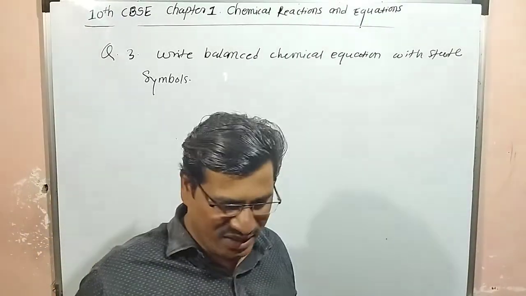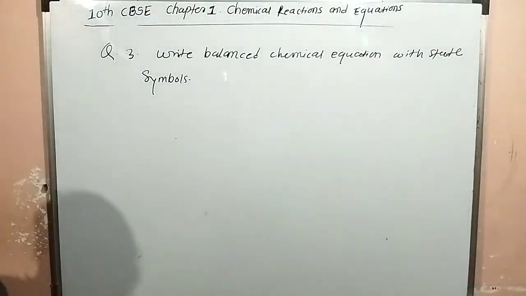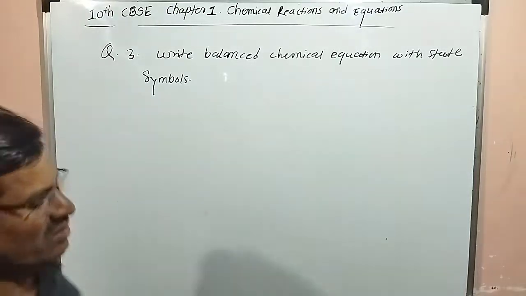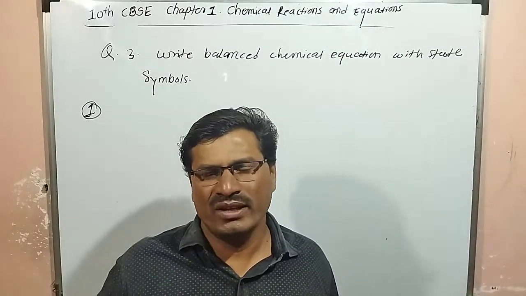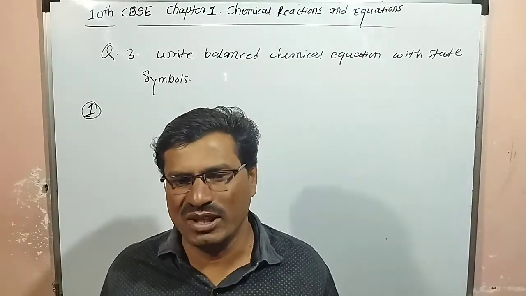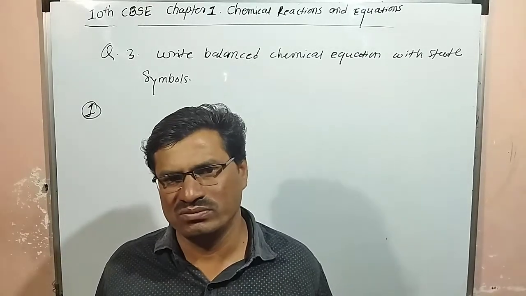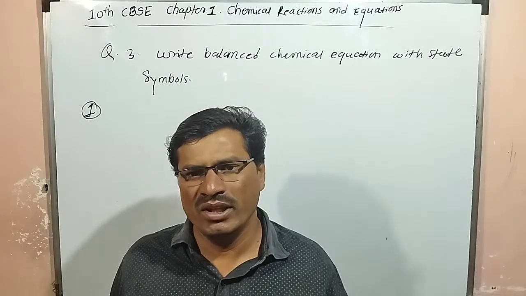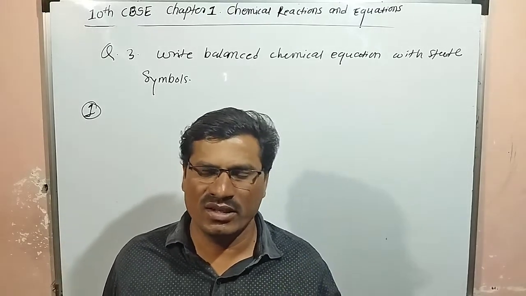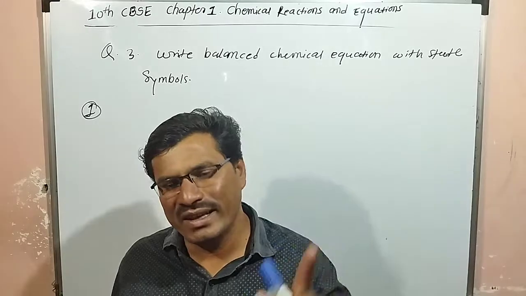State symbols means you have to mention their solid, liquid or gaseous state. So some statements are given, and you have to write their balanced chemical equation. So first statement we'll write first. In that first statement, barium chloride reacts with sodium sulfate and it is giving BaSO4, and it is also giving NaCl.